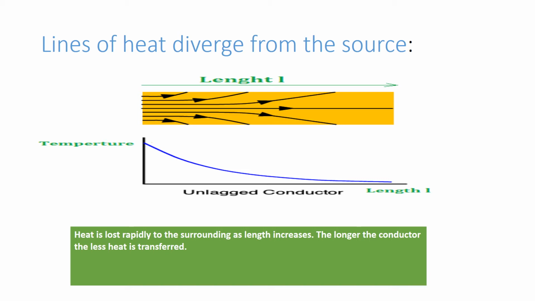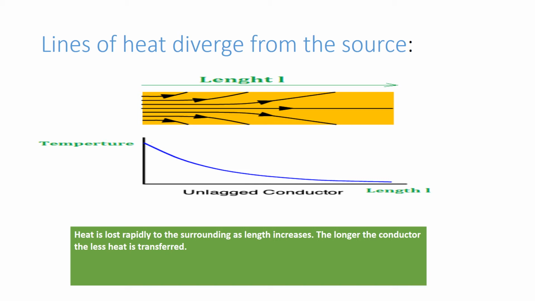So since temperature can be used to show amount of heat, from this graph you can see that temperature keeps on reducing as length increases. As you move away from the source of heat, temperature keeps on reducing. That is for a material which is not lagged.